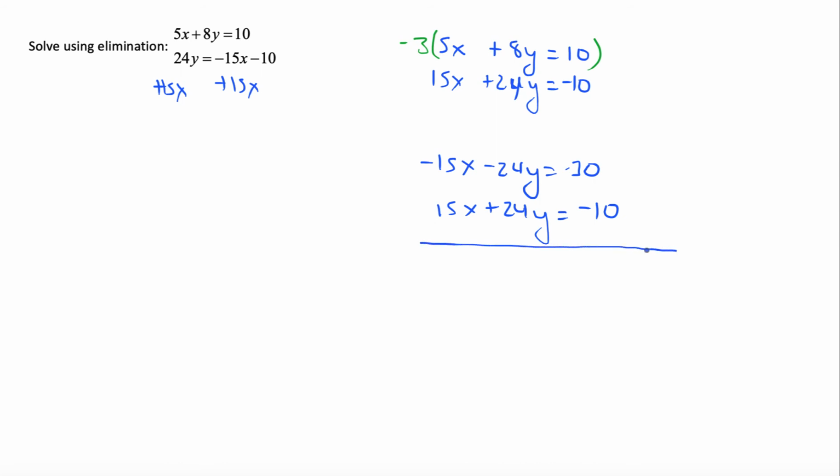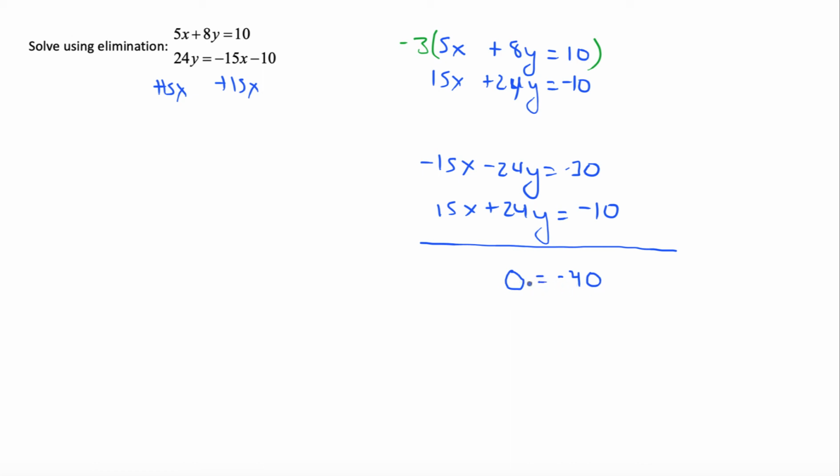Right? But something particular happens here, right? When we add these together, the x actually goes away, which is what we wanted to have happen. But actually, negative 24y plus 24y, that cancels out as well. We end up with a 0, right? 0 equals negative 40. So normally, we would end up with a y, and then we can solve for that y, right? But what does this mean here?